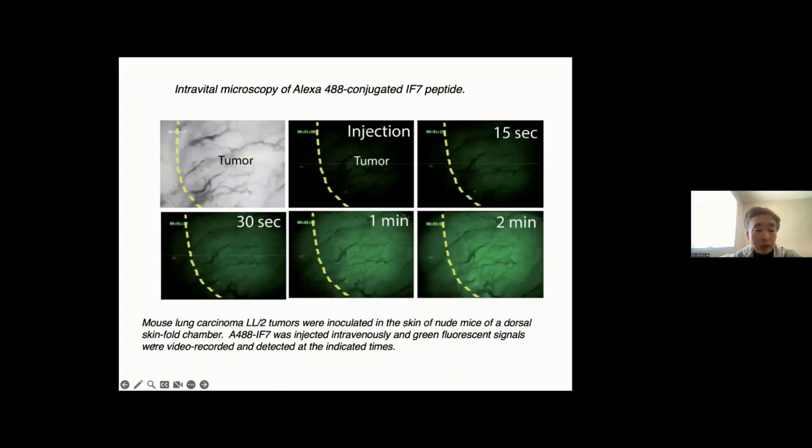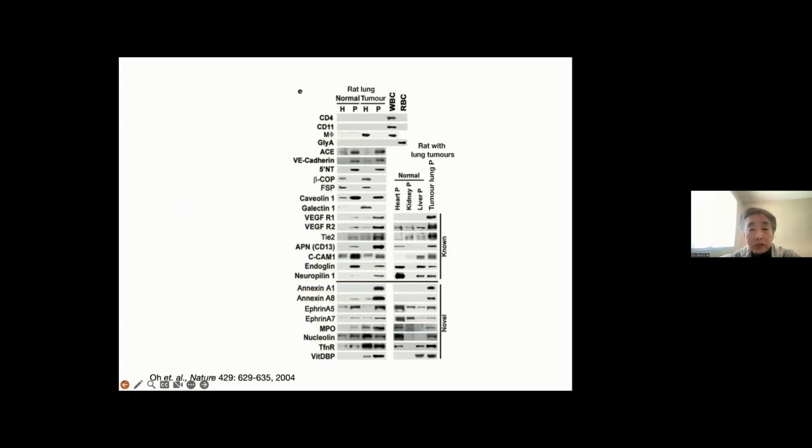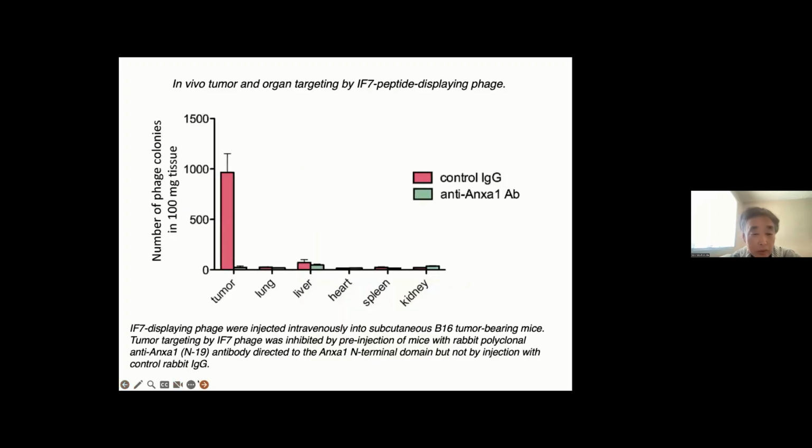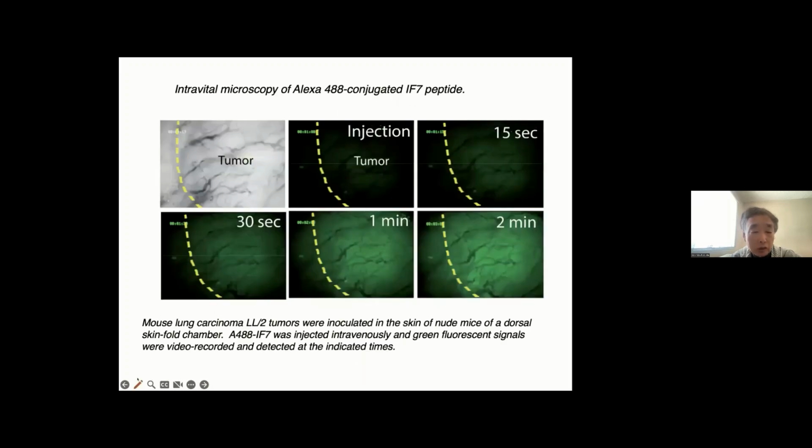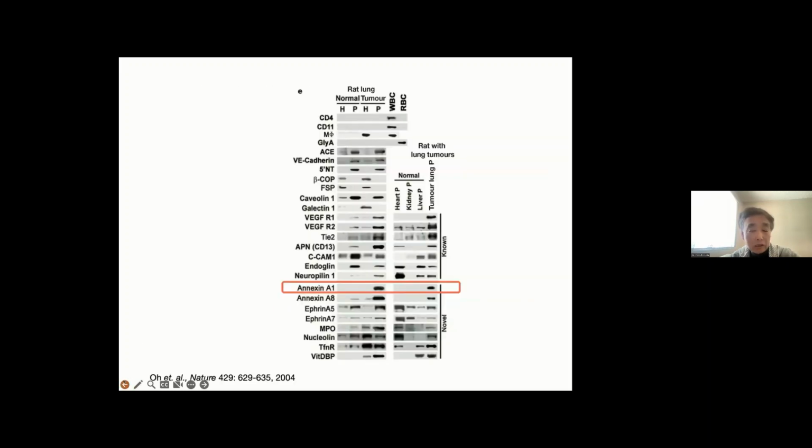And this is Jan Schnitzer's data. Except Annexin A1, all the so far reported vasculature targeting molecules are not specific, but Annexin A1 is a specific vasculature targeting molecule.